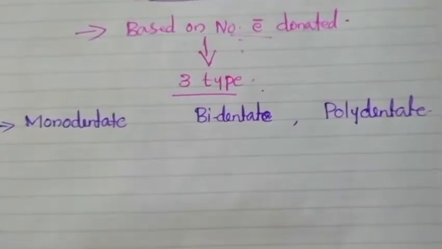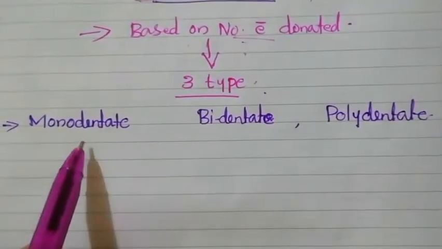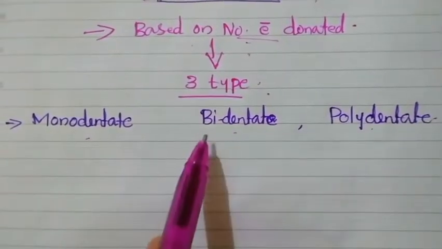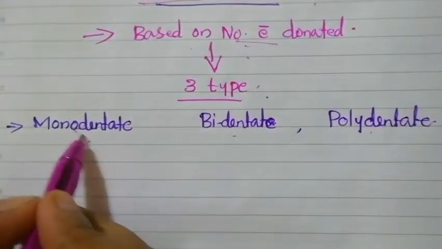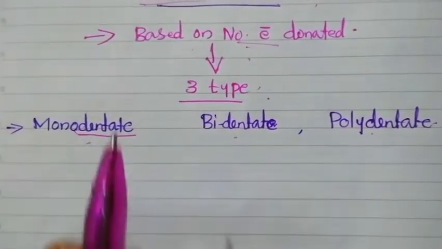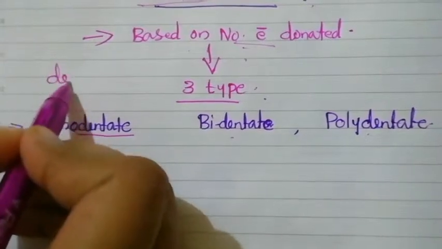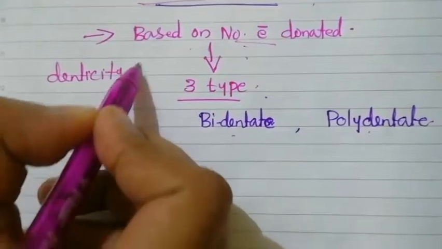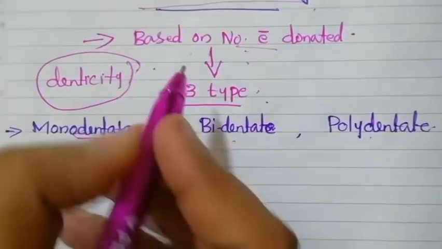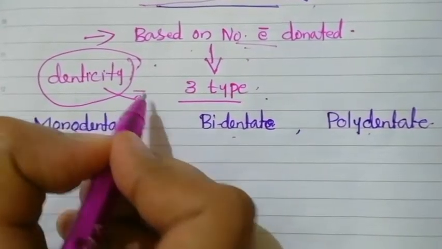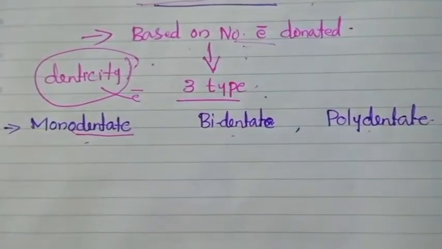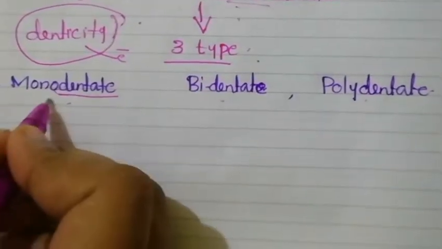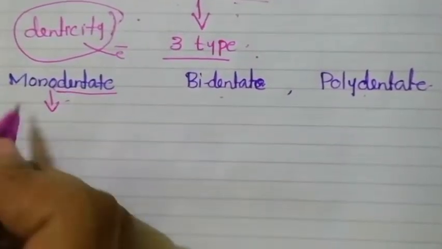First one is monodentate, second one bidentate, and third one is polydentate. Bidentate can be written as didentate, and monodentate as unidentate. Here we will continuously use the term dentate, and this denticity represents the electron donation, that means the donor sites, the electron donating capacity.